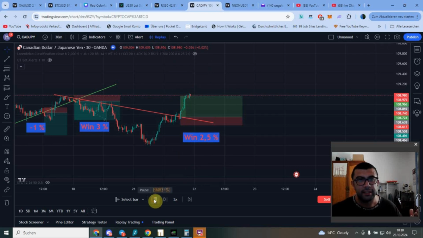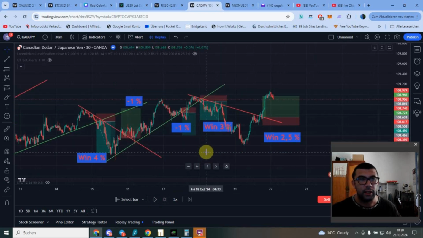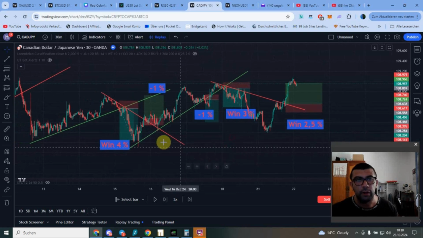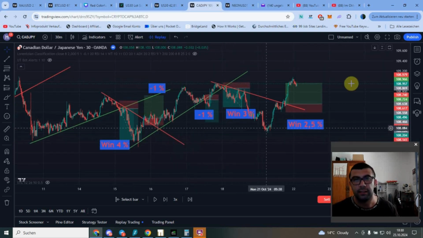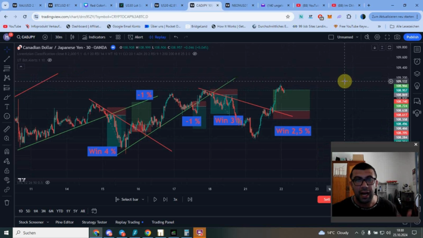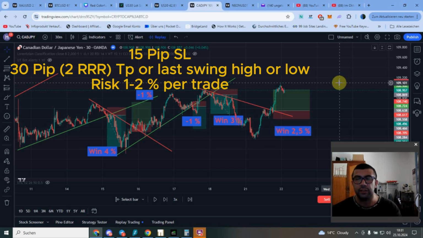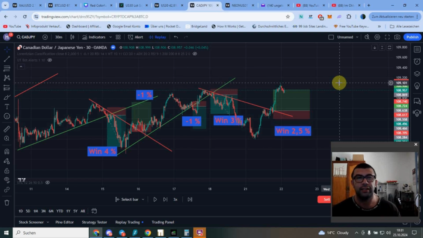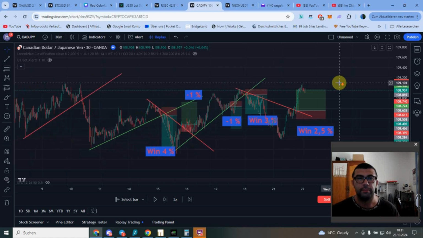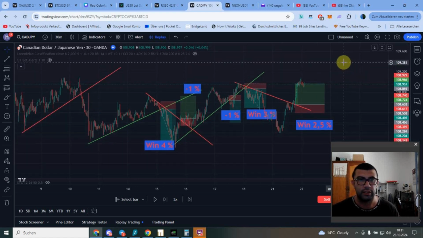And this is basically how the strategy works. As you can see, it doesn't always play out. You often get faked out or your stop loss gets hit, but your winners are higher than your losers. That's why this strategy works pretty well. You just use around a 10 to 15 pip stop loss and go for a minimum 2 RR trade, or you target the last swing low or the last swing high. And as you can see, you don't have to win always, as long as the winners are bigger than the losing trades.